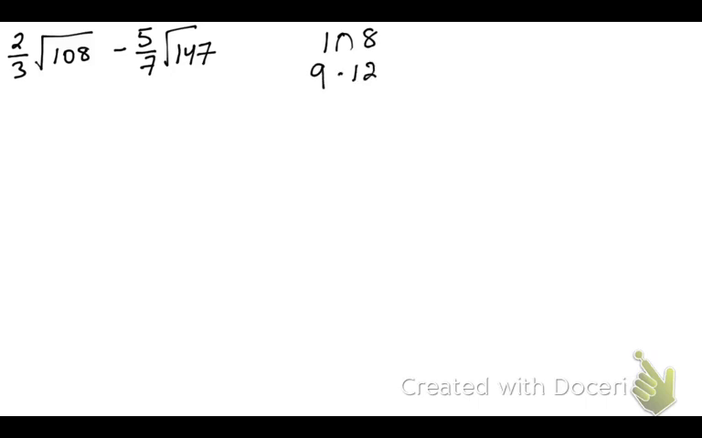Well, we know that we'll have 2/3 times the square root of 108 minus 5/7 times the square root of 147. Now 108 I did earlier, and that was 9 times 12. But that means it's also 3 times 3 times 12. And I didn't think about this last time, which means it's 3 times 36. I'm going to use that form.